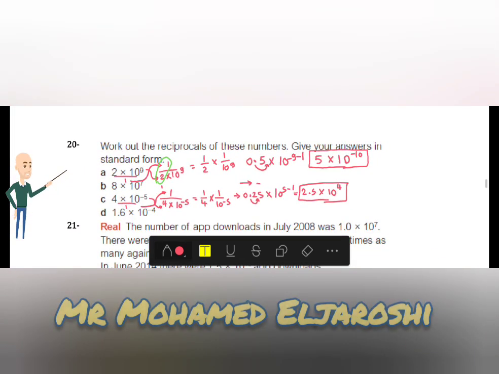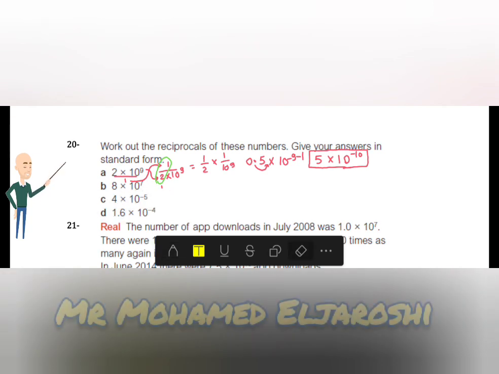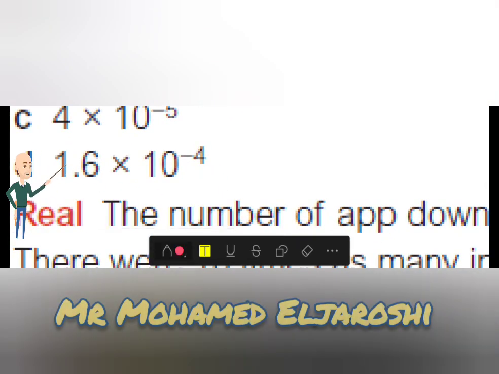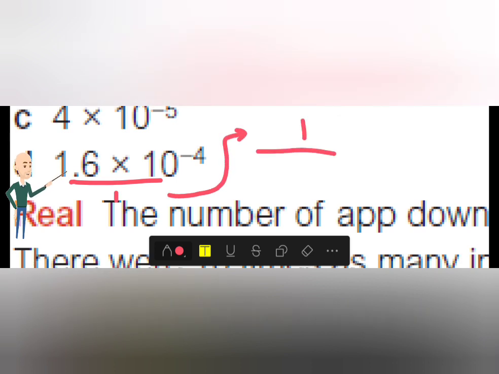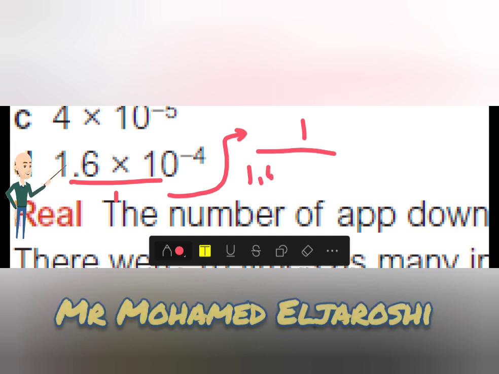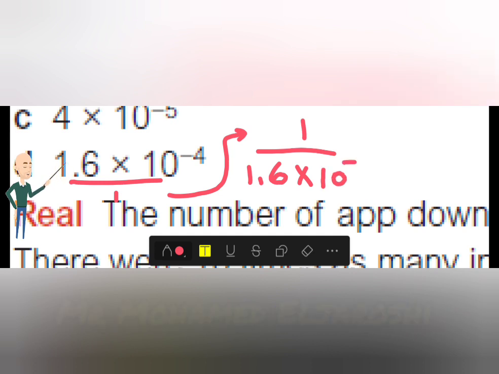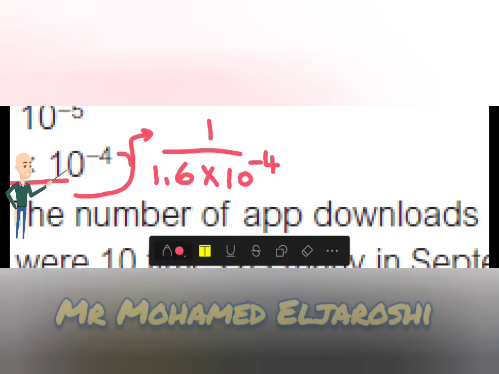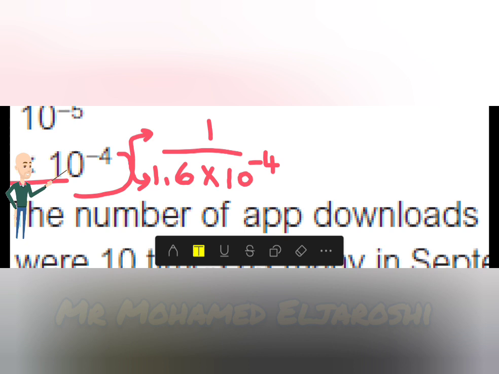Now, same idea, I'm going to answer D. Let me erase question C, and then I'm going to answer question D. Same idea. I'm going to put it over 1, and then I'm going to flip it. So it's going to be 1 over 1.6 multiplied by 10 with a negative power, negative 4. I took the 1 on top and the other number in the bottom, so I got the reciprocal of the number.